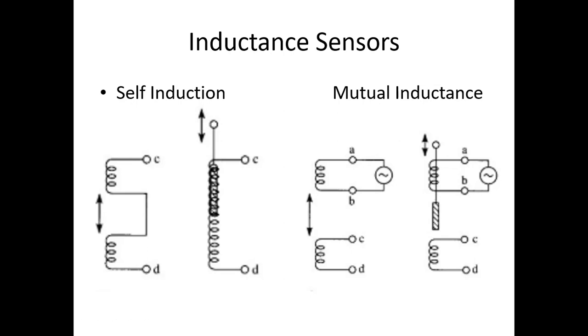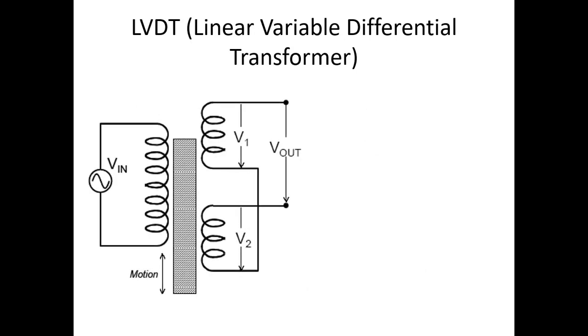So this type of coil can be used for measuring linear as well as angular types of measurements. Basically, these are sensors that can transform mechanical vibrations into electrical signals. And one such sensor which is very commonly used is called the LVDT. LVDT stands for Linear Variable Differential Transformer.